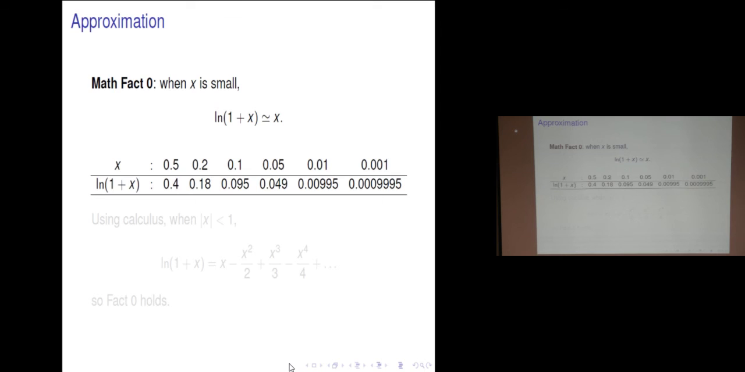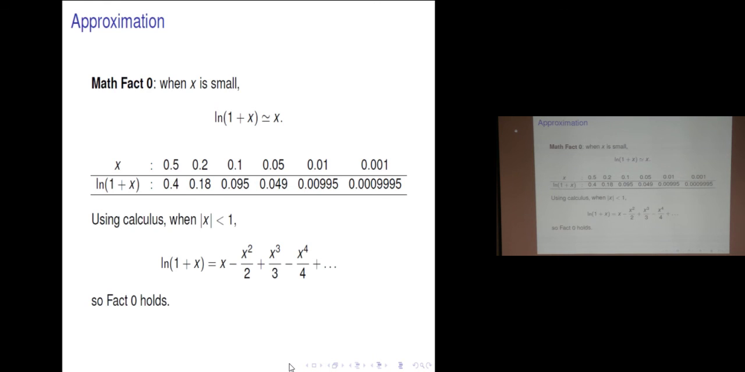Let's look at numerical values. If x is 0.5, this is 0.4. Not so close. But when x is small, let's say 0.2, then it becomes 0.18. When x is 0.1, this is almost 0.1, right? If x gets smaller, these get closer and closer. So it's indeed roughly the same. But this is a numerical value.